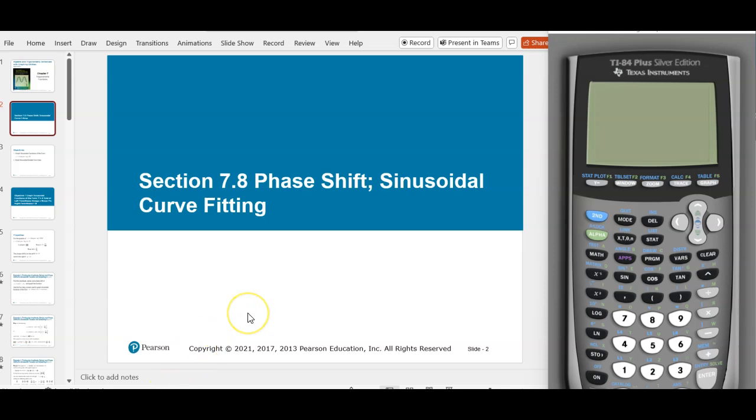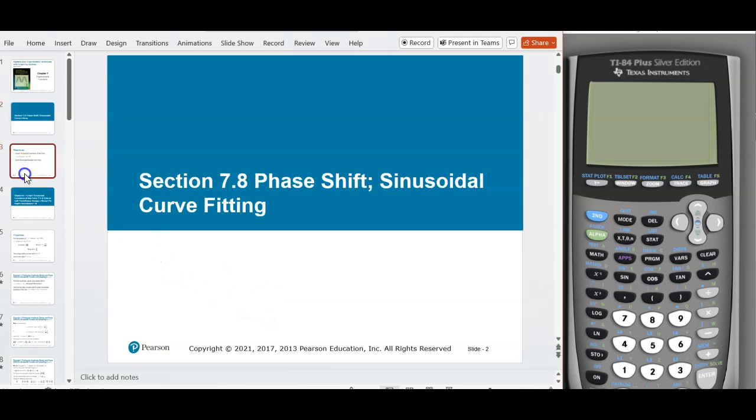Hey, Trick Class, let's look at the section 7-8 notes, phase shifts. So this is when we have a left to right adjustment in our curve. So it's not just that sine always starts at 0 or cosine is at 0, 1, you know, the high and low points. Now we may shift it over to the right or to the left. And that's what we're doing in this video.